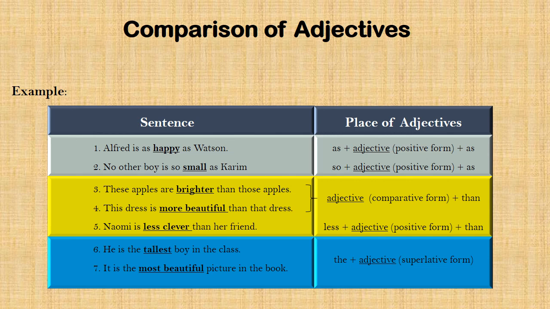The next two sentences are examples of superlative degree. We use the superlative form of adjectives when more than two things are compared with one another, and the word the is used before the adjective. In the sentences, he is the tallest boy in the class, and it is the most beautiful picture in the book. Superlative forms of adjectives have been used after the word the. Here, tallest and most beautiful are the superlative forms.